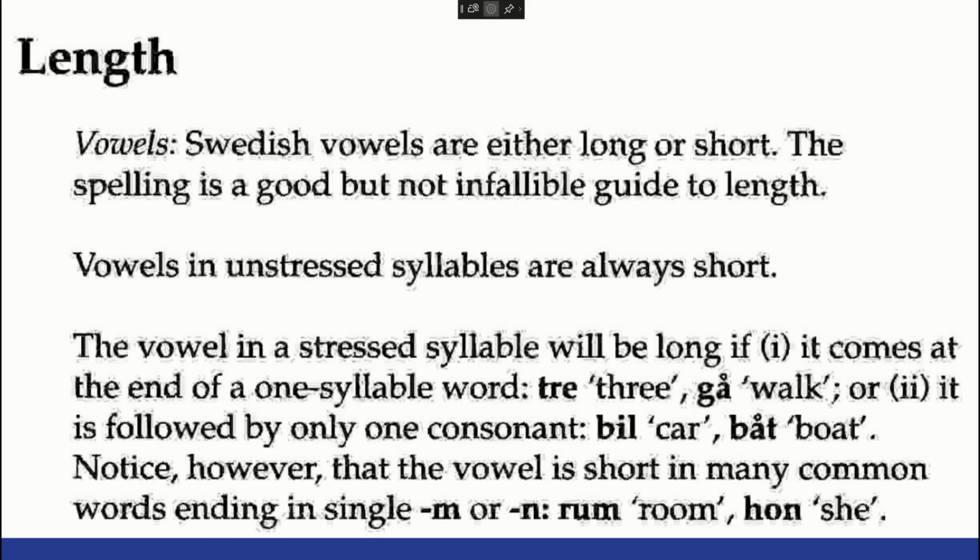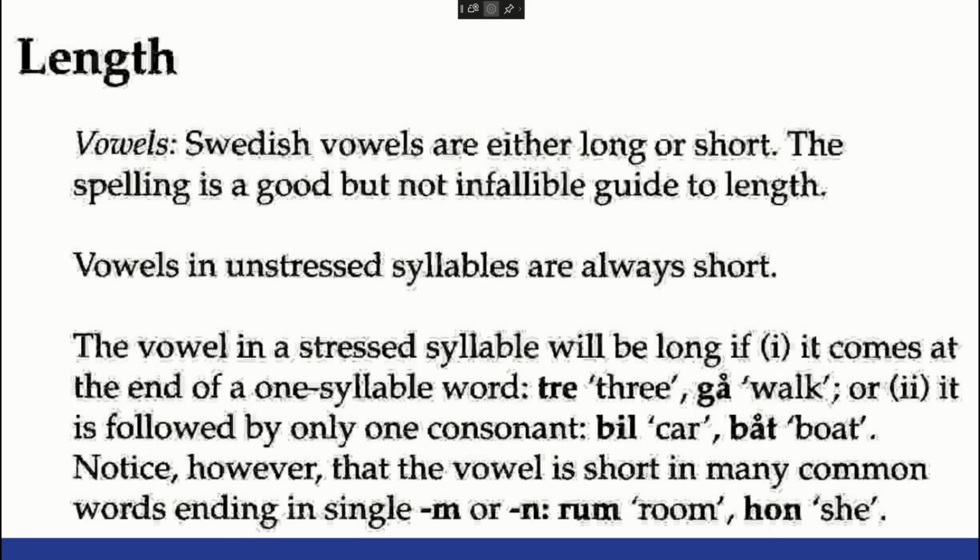And here we have gå. G is gå, we know the alphabet, and this is å. When we combine them, it is gå. Gå means walk. And we have here b-i-l. How do we pronounce it? Bil. Wherever we have to, we stretch the vowel. Bil means car. And similarly, båt means boat.